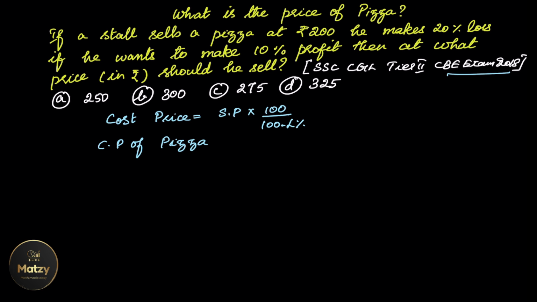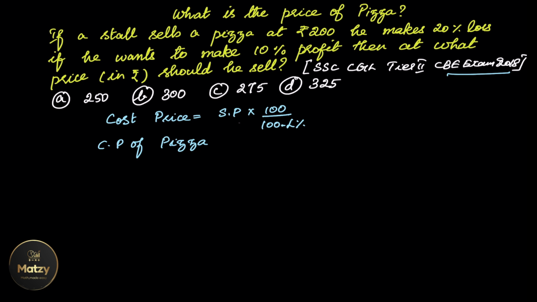In this problem, a stall sells a pizza at rupees 200. So, selling price is given first. But in that process, he got 20% loss. Okay, loss is 20%. So, first of all, we have to find out the cost price of pizza. Then after that, he wants to make 10% profit in that. We have to find out the selling price. Okay, let us see the first one.